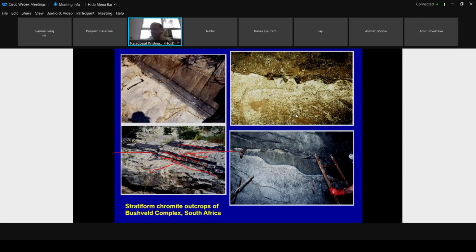Anyhow, Piyush will give a talk on this stratiform and stratabound, so things will be clearer. First the assignment, then a small talk. So these are once again underground exposures of the rocks.